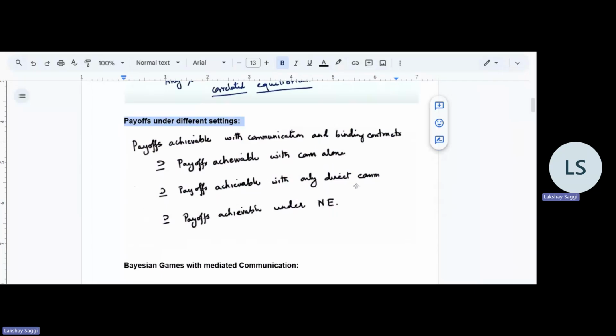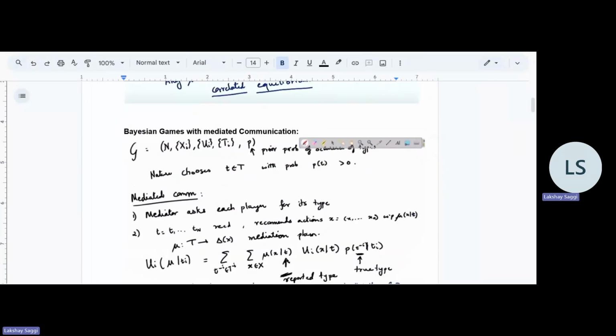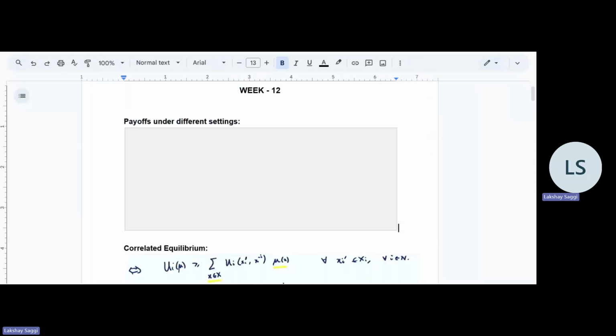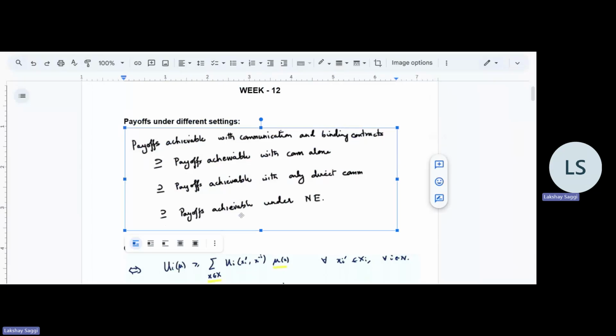Okay, maybe this should come first. This is a better introduction then. Yeah, so for this one, yeah. So initially, this gives a better picture of what was discussed in this week.